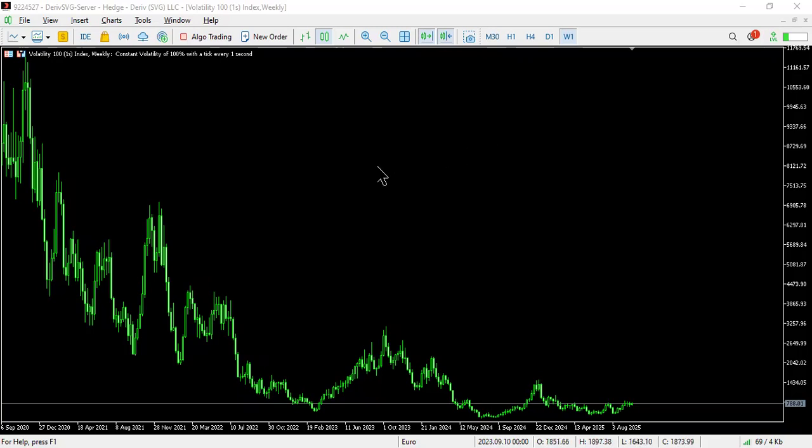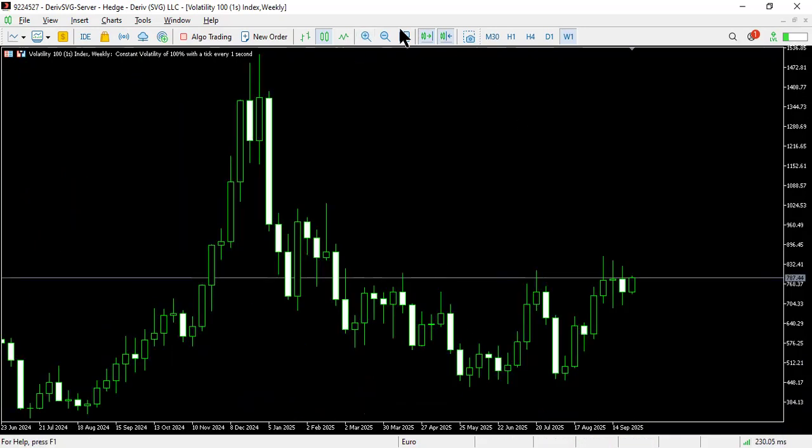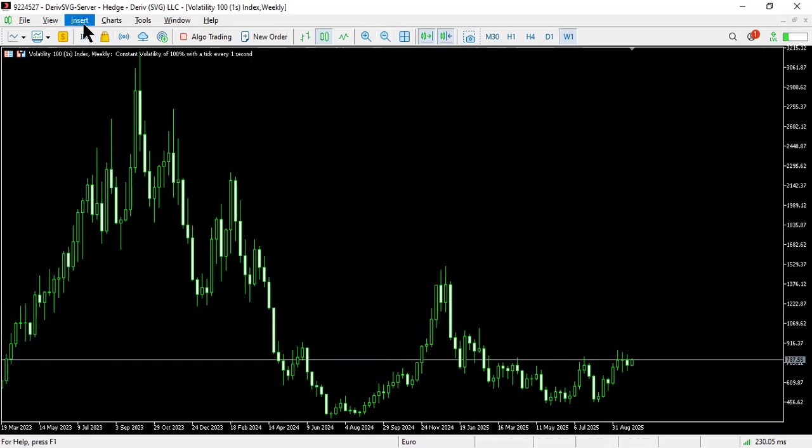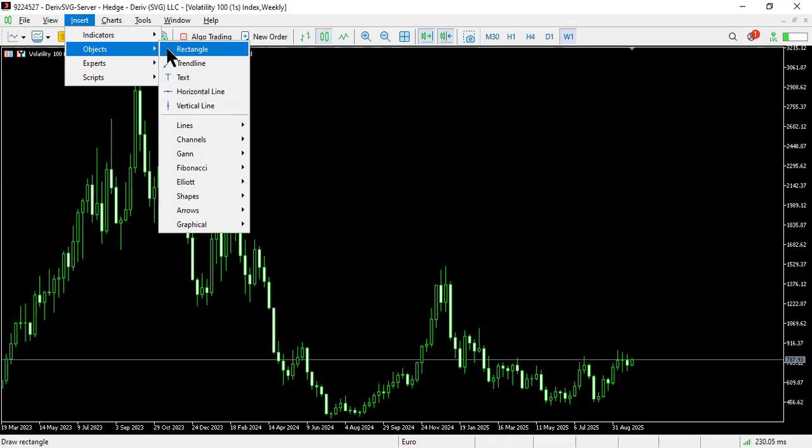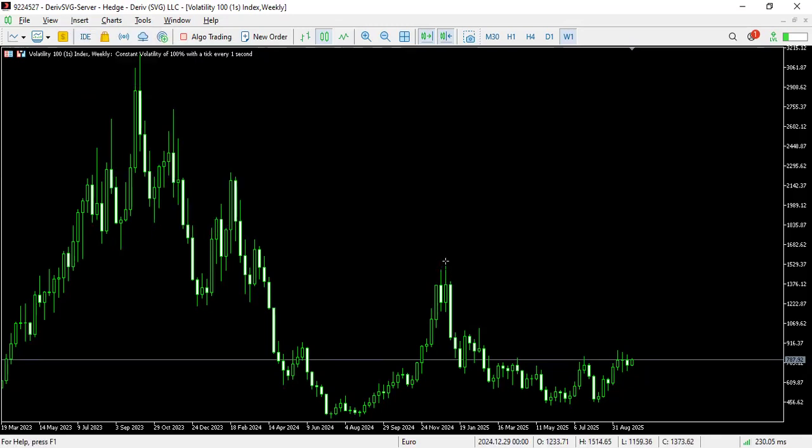Let us try to break down the chart and see if we can get some setups for the upcoming week. So we start with our analysis from the weekly time frame, where we mark our supply and demand zones. That's the first step that I do when I analyze my charts: I mark my supply and demand zones.